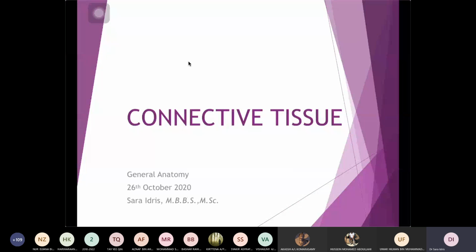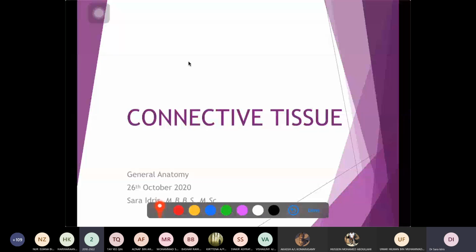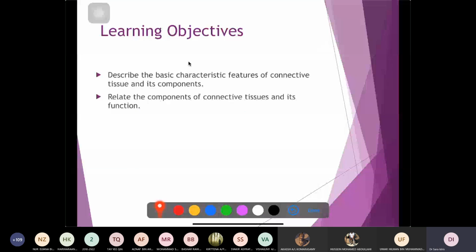Let's see. Okay, so this lecture is going to be on connective tissue. You've had an intro to anatomy early in the morning, and also the epithelium lecture. Okay, we're going to continue with connective tissue. Now with everything, we need to know what the learning objectives are. You have to be able to describe the basic characteristic features of connective tissue and its components, right? And relate the components of connective tissue and its function.